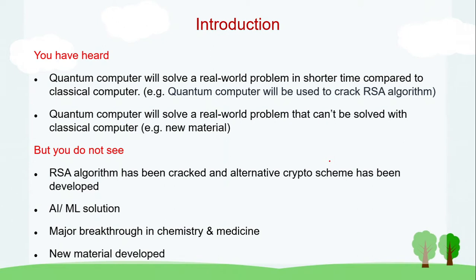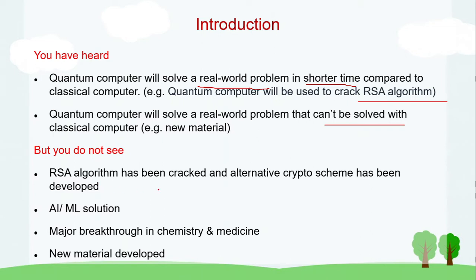we heard a lot of good things about the quantum computer, like it can solve a real world problem in a much shorter time compared to a classical computer. Example, quantum computer will be used to crack RSA algorithm. We also heard quantum computer will solve a real world problem that can't be solved using a classical computer. Example, a new material, the chemical reactions, in biology. But we do not see such things happening, right?